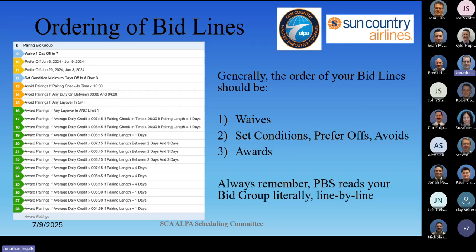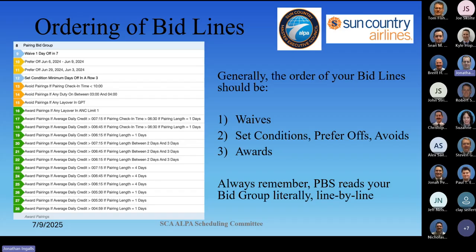So as a general rule, the order of your bid lines is waves go at the top, and in fact, waves default to the top. They can't be moved. They're always going to be there. And then your set conditions, your prefer offs and avoids, whatever is most important to you, because remember, denial mode denies from bottom up. So you start ranking from top to bottom, and what's the most important set condition, prefer off and avoid to you? It's different to all of us.